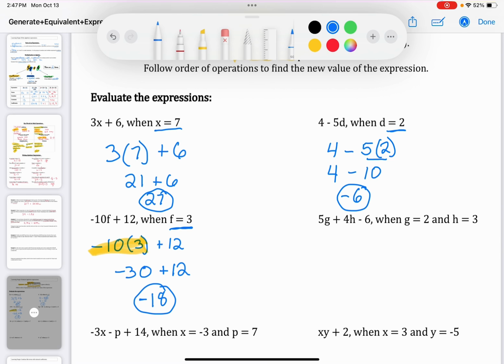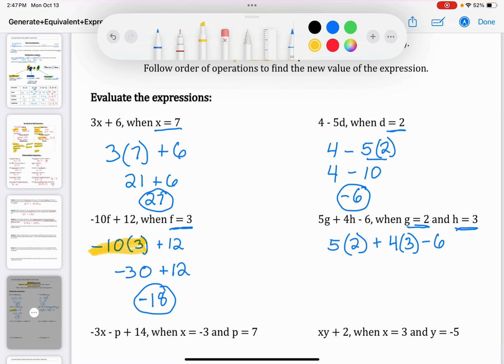All right, 5g plus 4h minus 6 when g equals 2 and h equals 3. So I'm going to do 5 times 2 plus 4 times 3 minus 6. So don't skip the rewriting step.